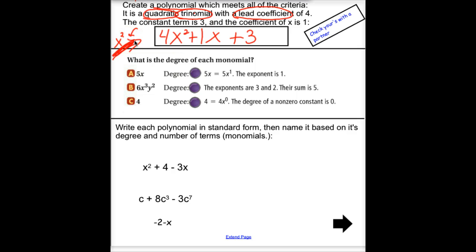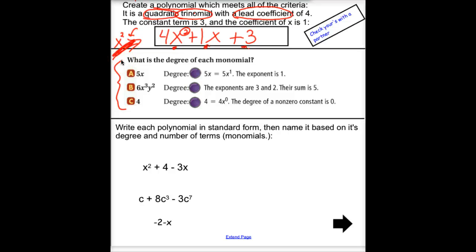Now, this is in standard form because I put my highest degree first, then my next one, then my constant at the end. If I were to say, hey, name this based on degree, you'd say 2nd degree, and you'd look at your chart, and for a while, you'd have to look, because it'll take a while to get those down. You'd say that's quadratic. Number of terms, 1, 2, 3. It's quadratic trinomial. So let's go and take a little practice here.